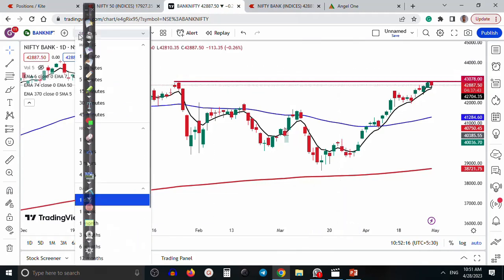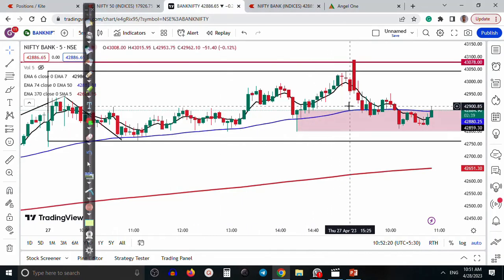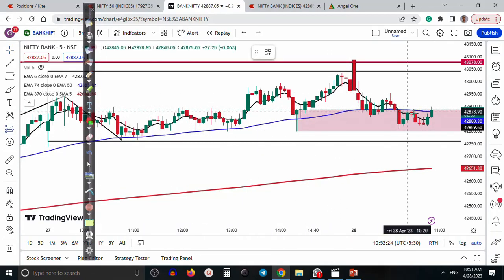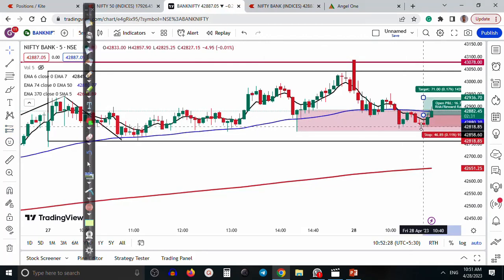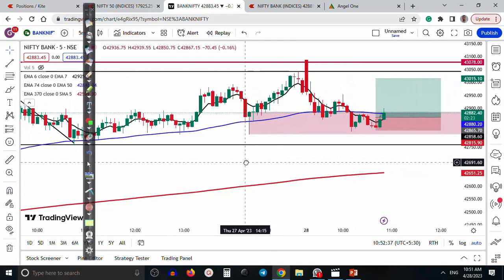Let me show you in a 5-minute chart. Okay, so here you can see this is a 5-minute chart. If I place a buy order here, my SL is about 50 points, ideally I keep 50, and my target is 150. So it's just showing 150 is here as my target.